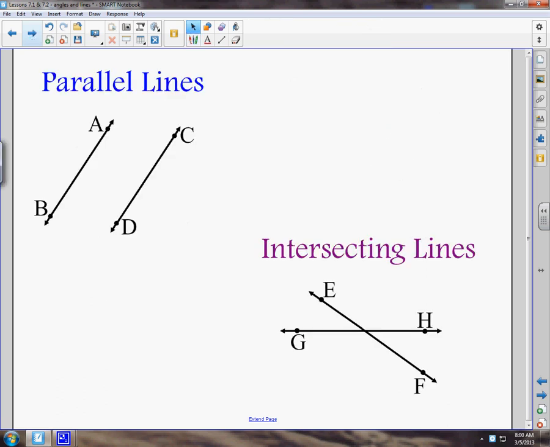Okay, so next we have parallel lines and intersecting lines. I'm pretty sure you probably know what parallel lines are. I always look at these two L's right here in parallel and remember that, oh, parallel lines go the same direction and they will never intersect. Intersecting lines are just like these two, for example. They just intersect at one spot.